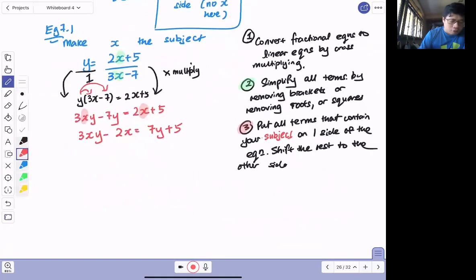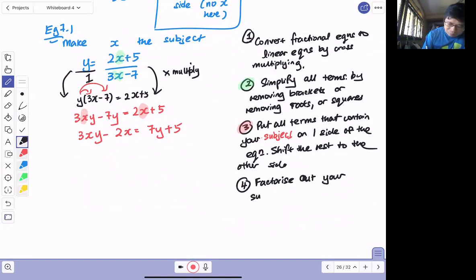These are just some general tips for you. You might want to copy this now. Factorize out your subject and bring the other factor over. When I say bring, I can also mean divide.